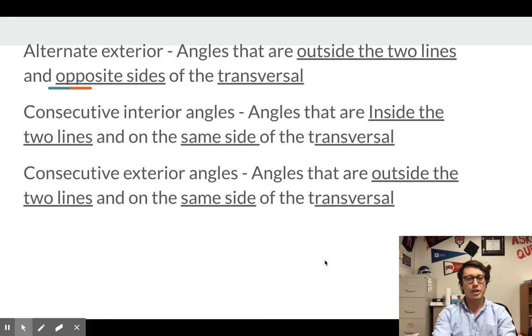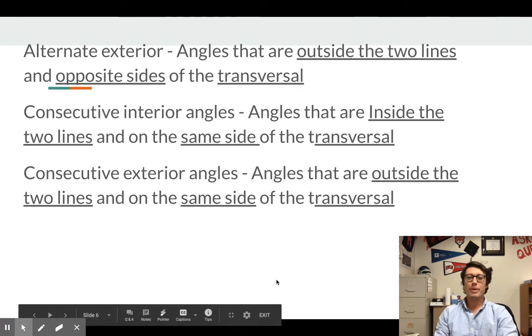Alternate exterior angles: angles that are outside the two lines and on opposite sides of the transversal. Consecutive interior angles are angles that are inside the two lines and on the same side of the transversal. And consecutive exterior angles: angles that are outside of the two lines and on the same side of the transversal.